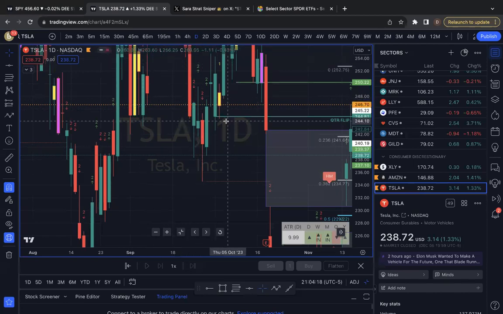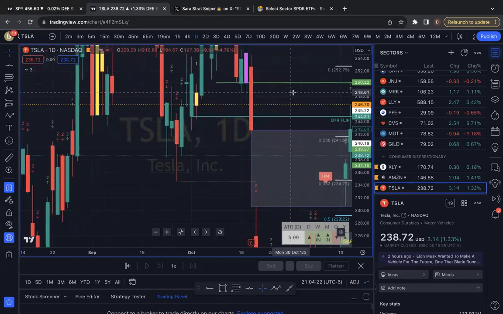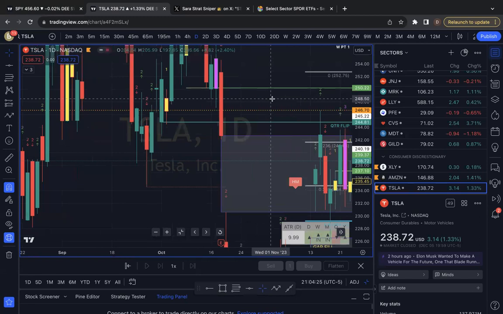We can't see it. Huh? We can't see it. You can't see my screen? Yeah, I can see the screen. I think all I see right now is your sectors.